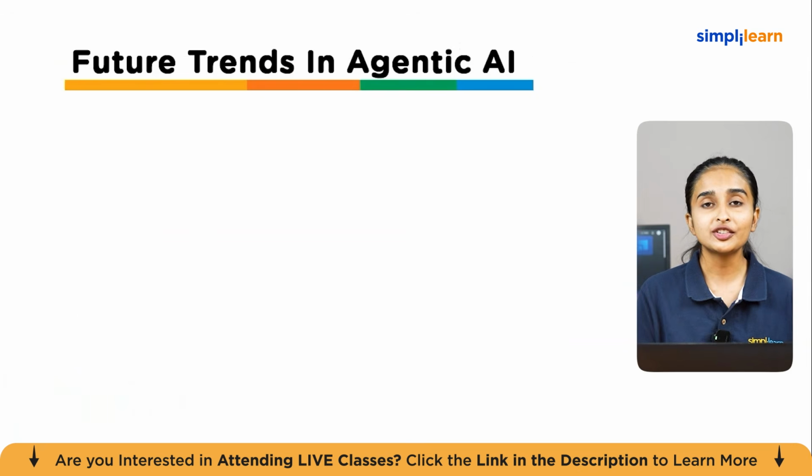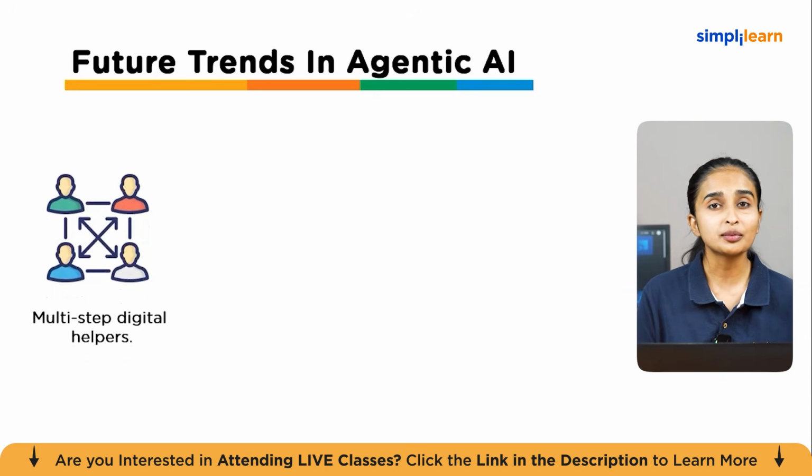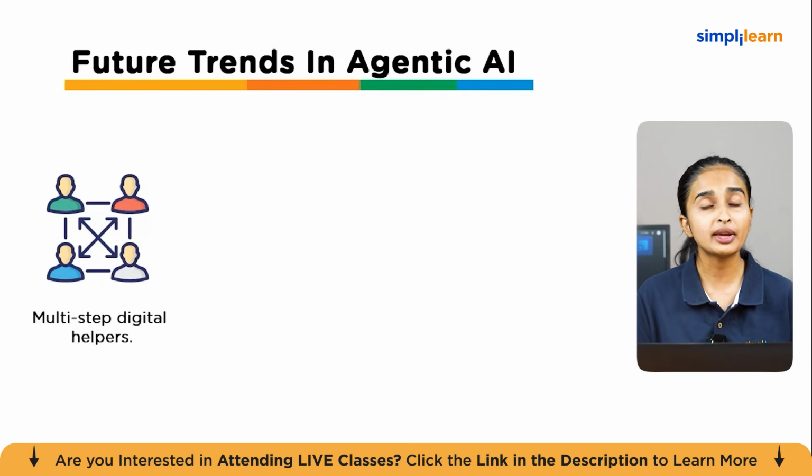So now that we've looked at the real challenges, let's talk about the future, because this is the part which audiences love the most. The next wave is not just bigger chat tools. It's more connected helpers that can work across apps, remember useful context, and support real workflows over time. One trend is multi-step digital helpers. Instead of one answer, people will expect systems to handle a sequence like research, compare, summarize, prepare, and update.